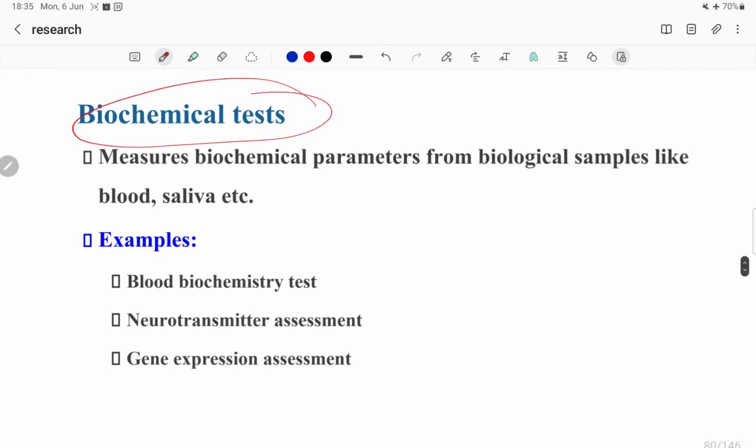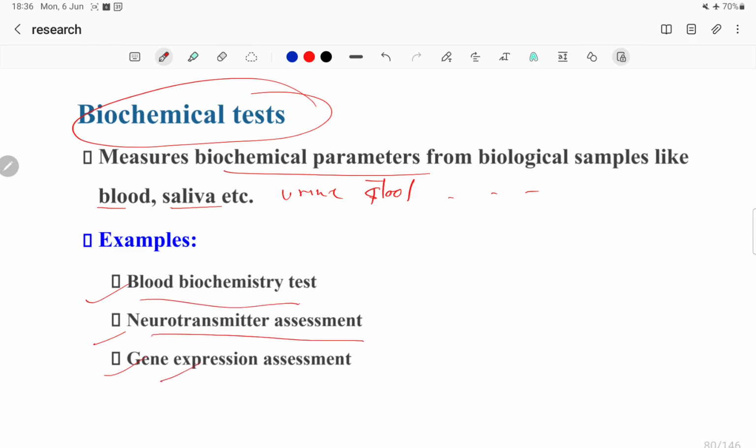Next, biochemical test. It's a test done in the laboratory. We can do biochemical tests on blood, saliva, urine, and stool. Different tests can be done. Examples are gene expression, neurotransmitters, blood biochemistries.